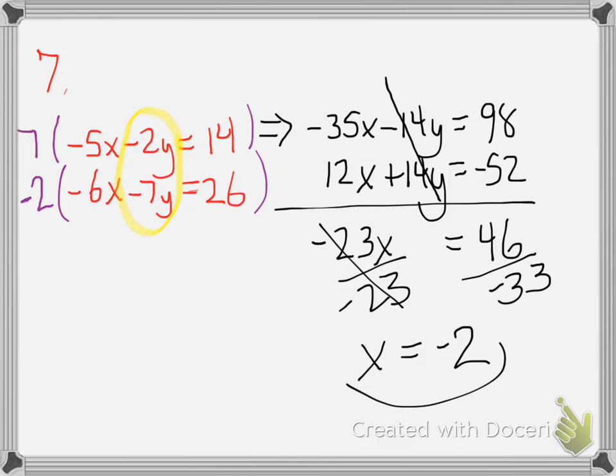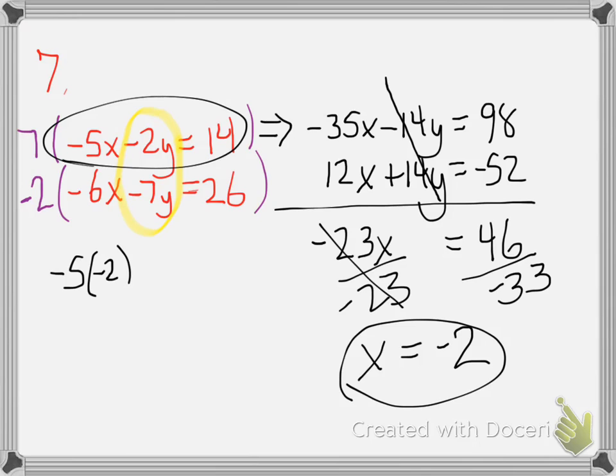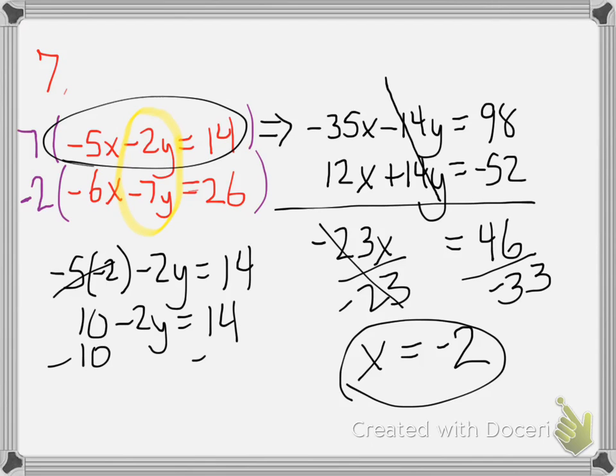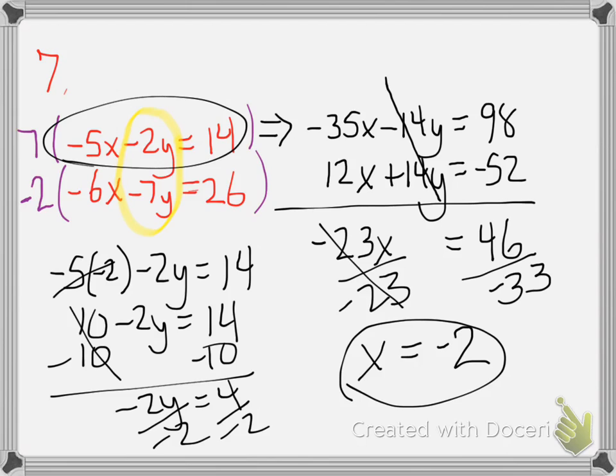So on this one you get x equals negative 2, so I'm going to plug it back in, and I'm going to go ahead and plug it into that top one. Negative 5 times negative 2 is a 10, minus 2y equals 14. And then I'm going to take 10, subtract it, get negative 2y equals 4, divide by negative 2, and I got y equals -2. So my ordered pair is -2, -2.